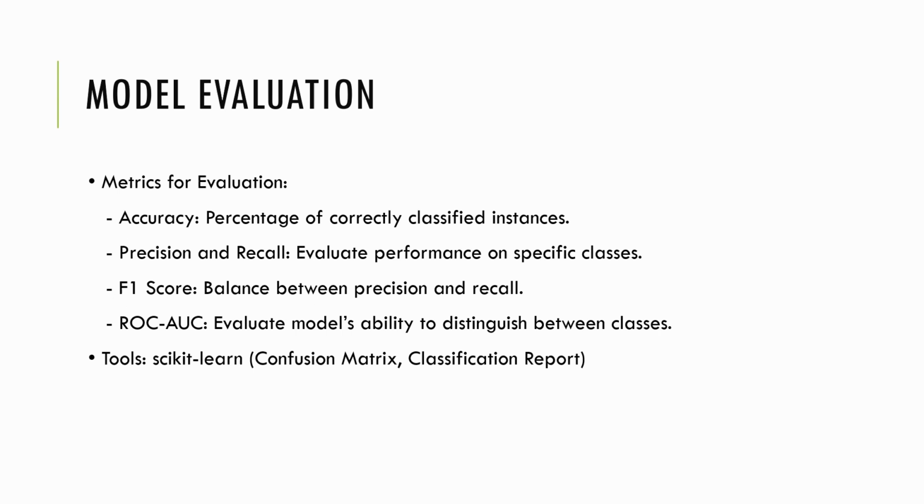After training the model, we will need to evaluate its performance. We will look at several key metrics such as accuracy, precision, recall, F1 score, and ROC AUC. These metrics will help us understand how well our model performs, especially on imbalanced classes like spam versus not spam. We will also generate a confusion matrix to see where the model is making errors.